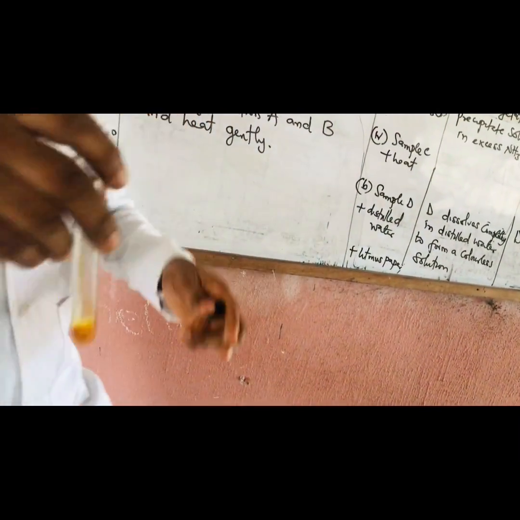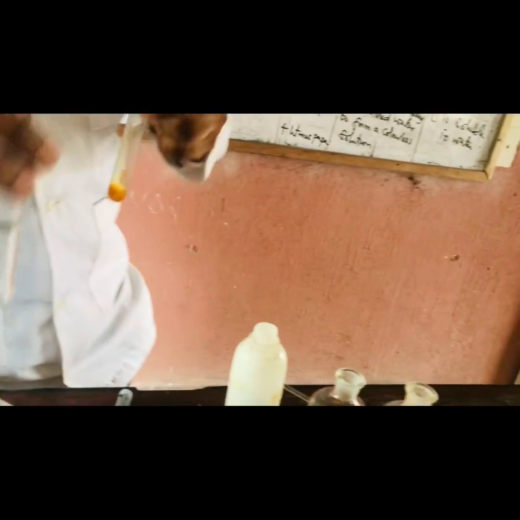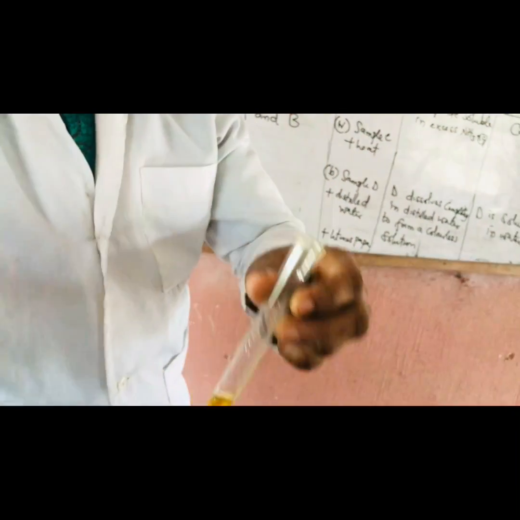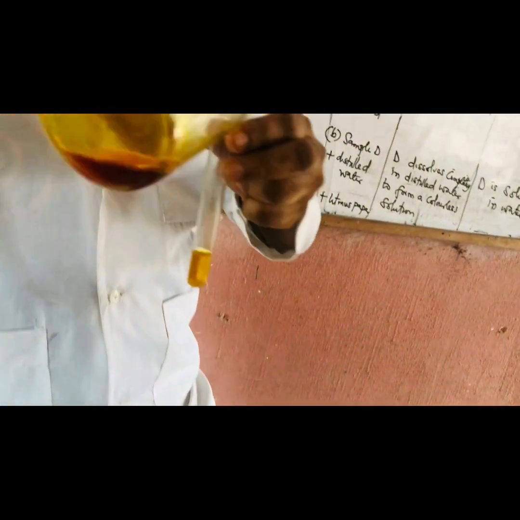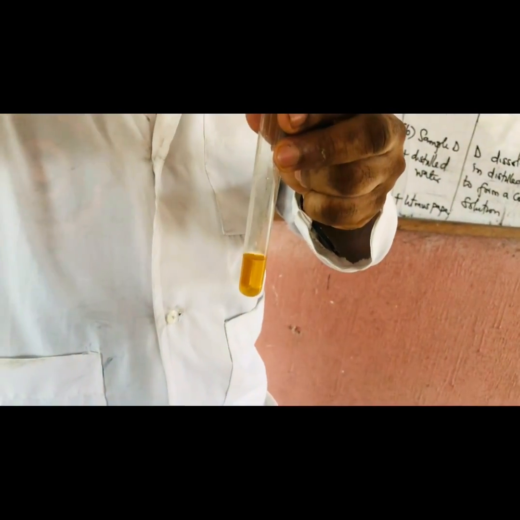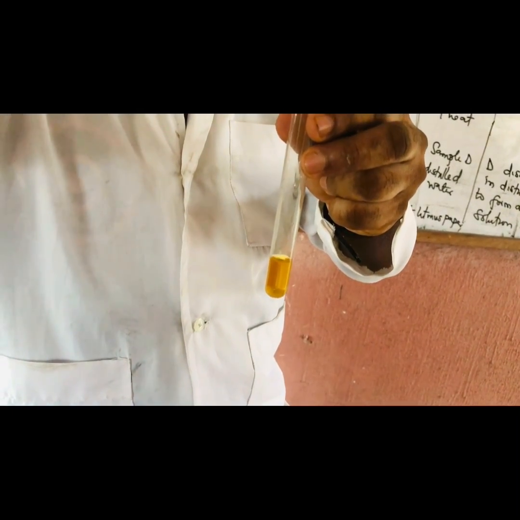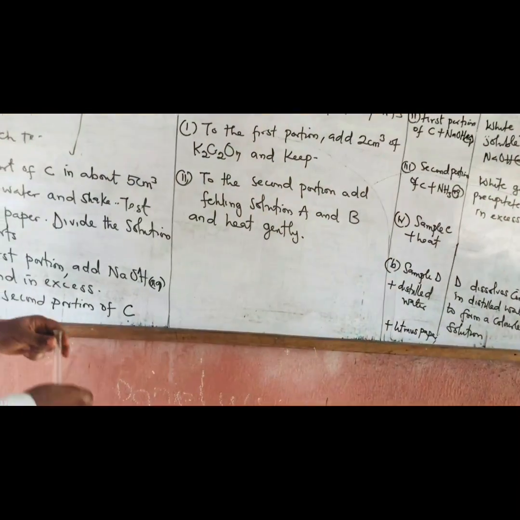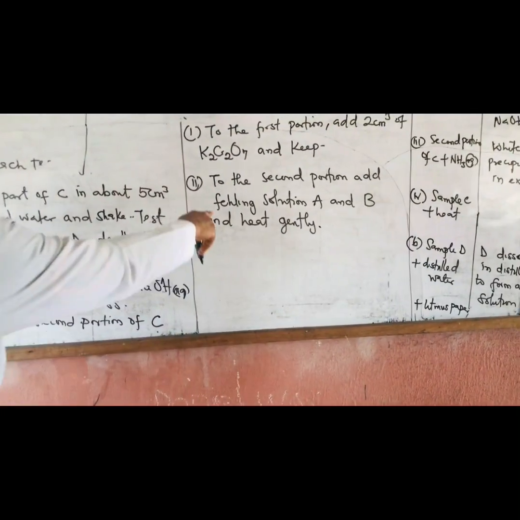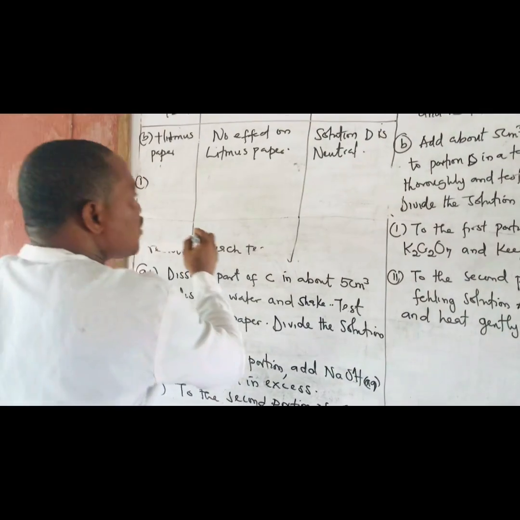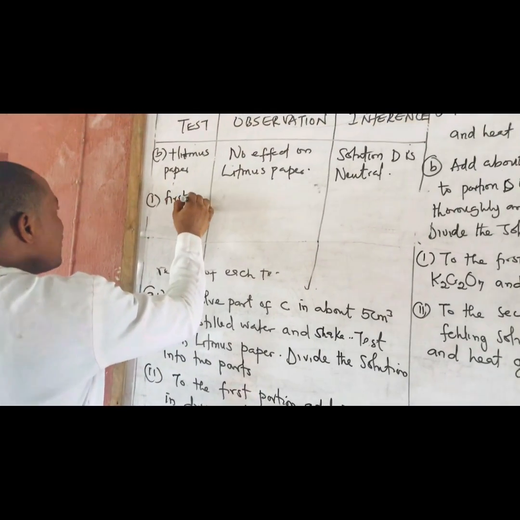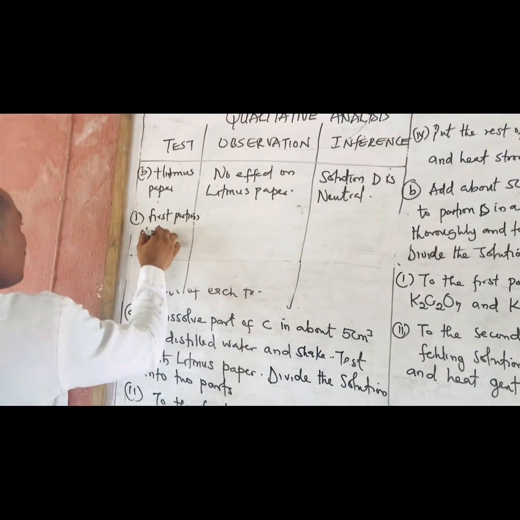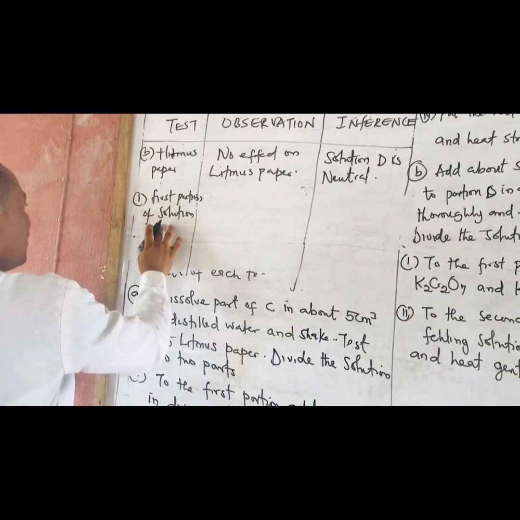And keep. So let's keep it. Let me add a little of this again. Okay, I want it to be obvious so that we see what the color is like. So let's see. Let's keep it. Okay, and so we can add this. What's the Roman figure? Roman figure 1. Okay, solution, first portion, right? First portion of solution D.